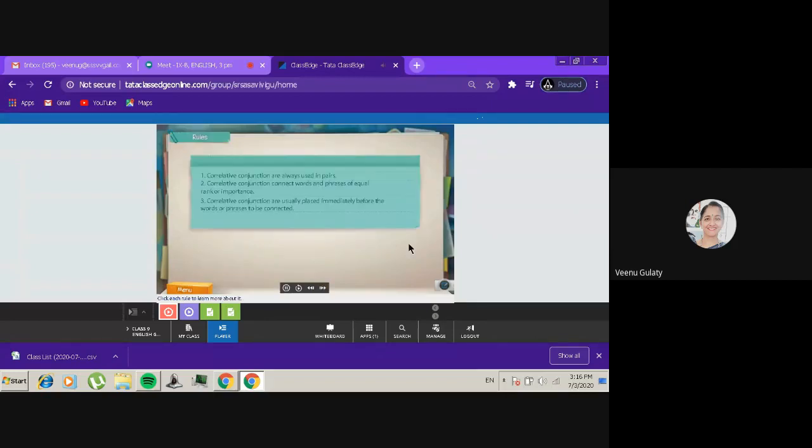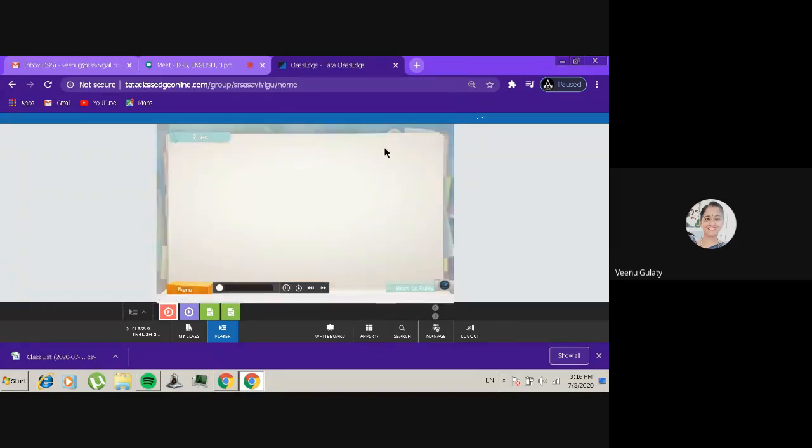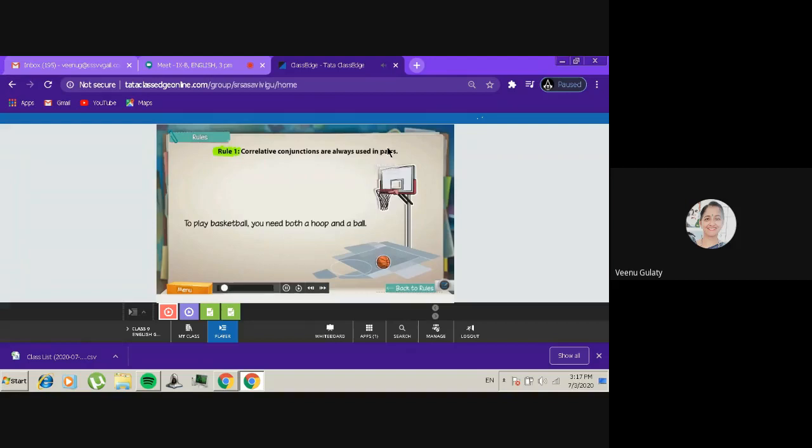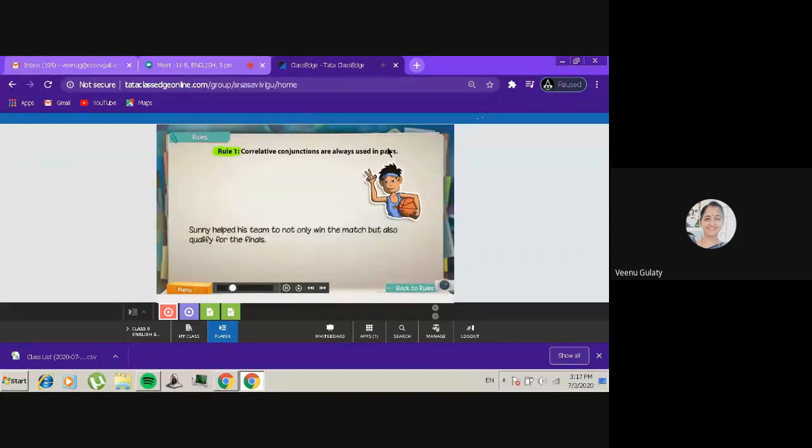Let's learn the rules for using correlative conjunctions. Always use correlative conjunctions in pairs. Both the correlative conjunctions in a pair are required in a sentence. Notice here, the pair of conjunctions both and denotes that a hoop and a ball are both necessary to play basketball. You could use the correlative conjunctions not only, but also to draw attention to the importance of both options or achievements as shown in this sentence.